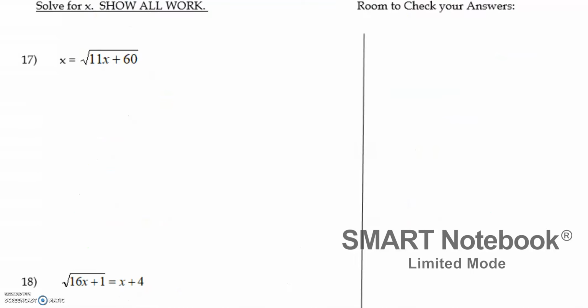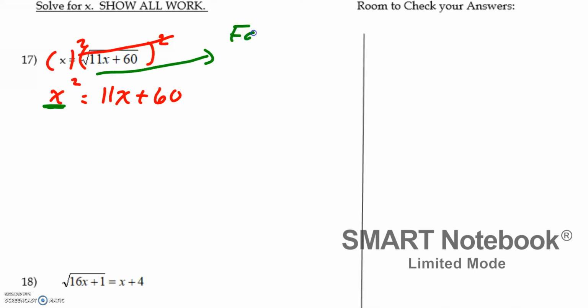Number 17. If I would like to get anything free, I notice that nothing can be moved initially. So I'm going to square both sides of my equation. These cancel. X squared equals 11x plus 60. Now, I notice I have an x squared. And as soon as I see an x squared, I'm hoping that I can factor, not use the quadratic formula or anything. So x squared leads to factoring.